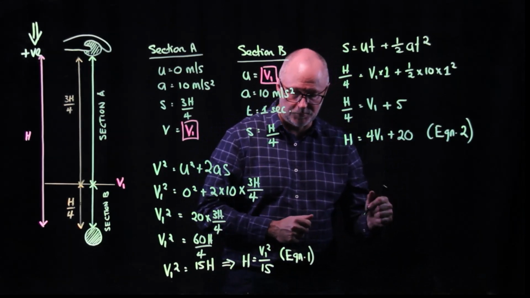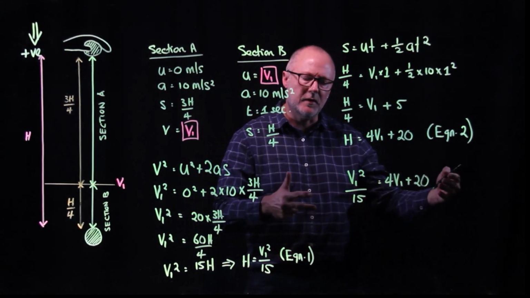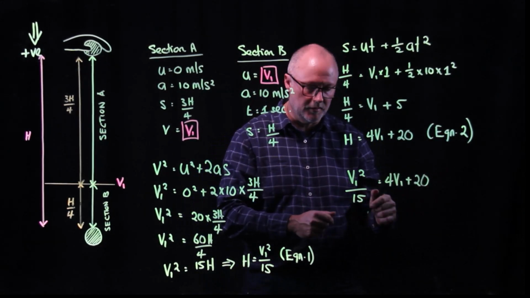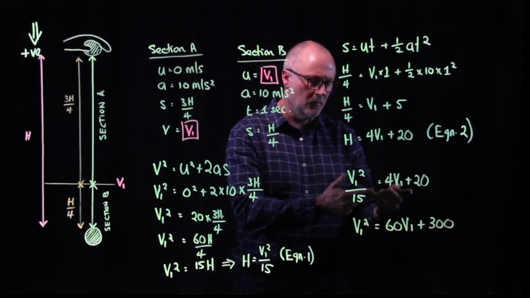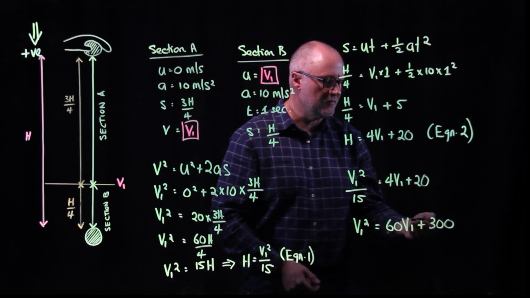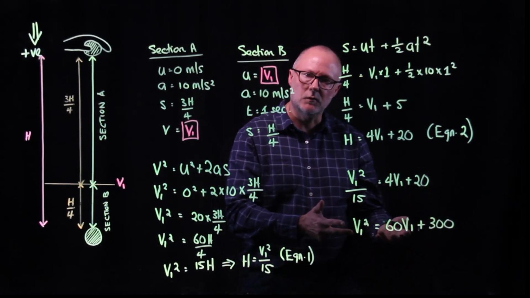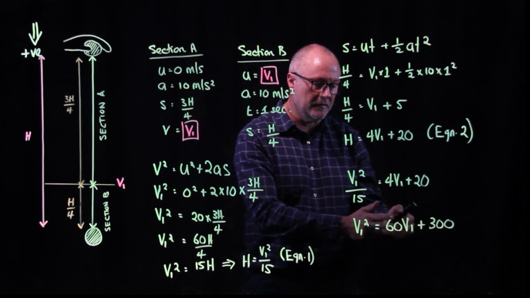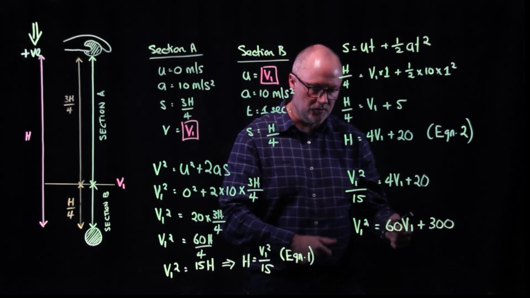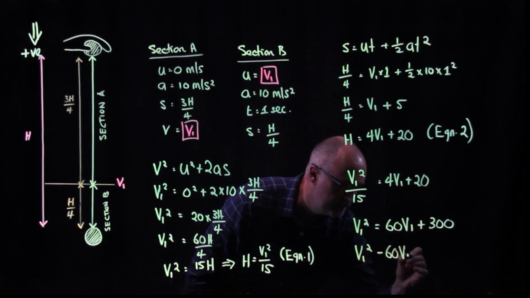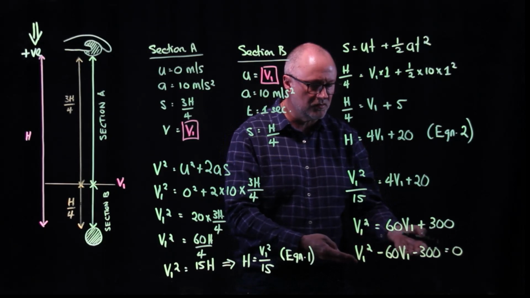This gives us the following expression. Now to simplify this, let's multiply both sides by 15. So 15 times 4 gives me 60, 15 times 20 gives me 300. This expression looks like a quadratic. It's got a v1 squared and a v1 term. Let's make this look like a typical quadratic equation. And there we have it. We now have an expression just in terms of v1.